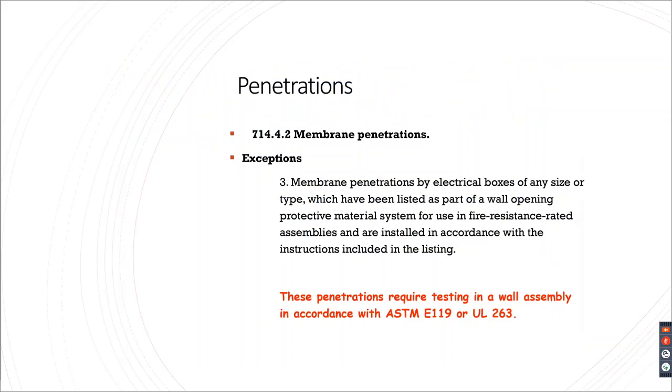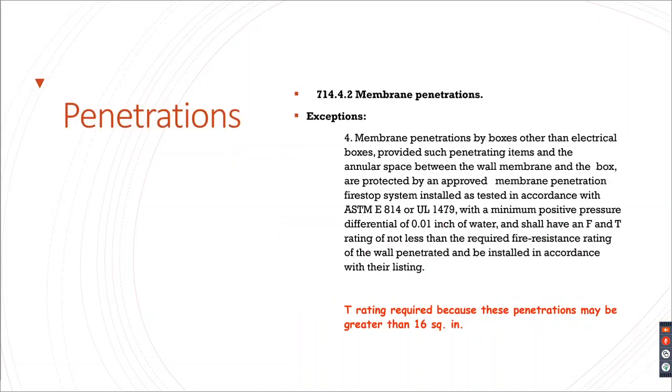Again, then exception number 3, membrane penetrations by electrical boxes of any size or any type, which have been listed as part of a wall opening protective material system for use in fire-resistant rated assemblies, and are installed in accordance with the instructions, including the listing. So these types require the testing in the wall assembly, again, in accordance with ASTM E119 or UL 263. So these are tested. They're in that furnace with that wall assembly. They're not in the furnace by themselves, like with the other standards.